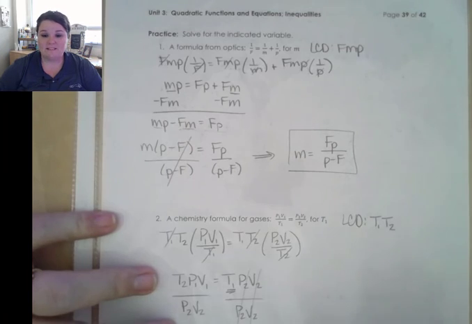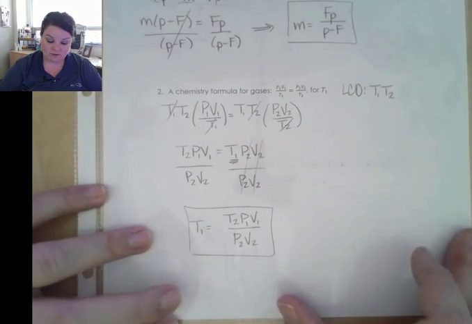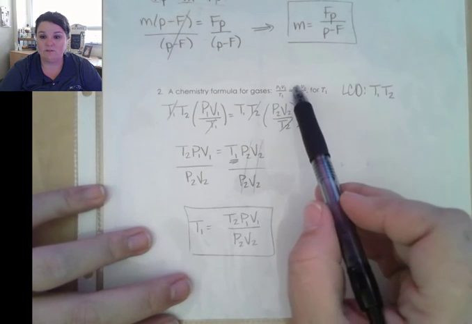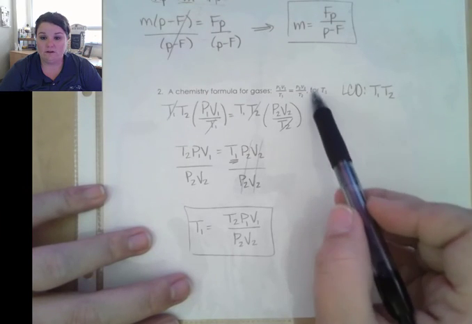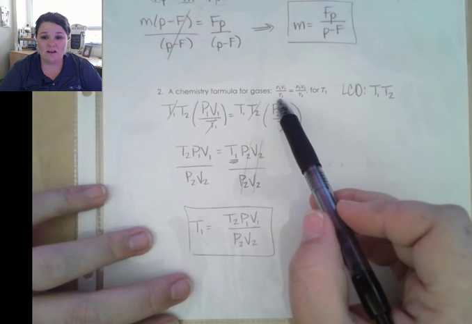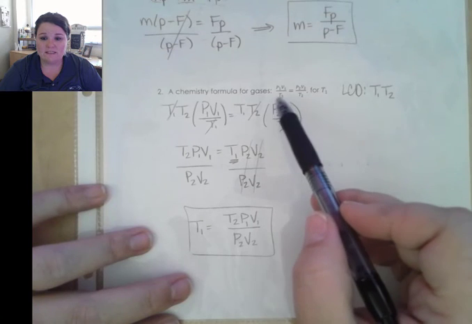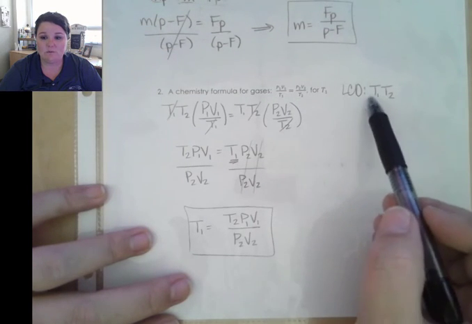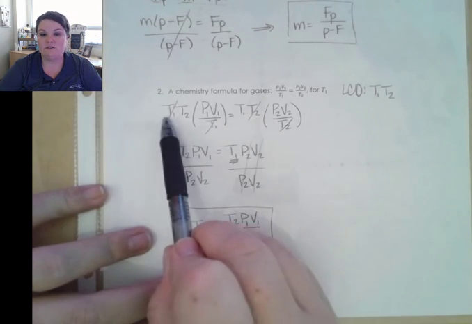Okay. Let's look at the second one. We're using this chemistry formula, which is P1V1 over T1 equals P2V2 over T2, and we want to solve it for T1, right? T1 right now is caught in the denominator, so we're going to go ahead and clear fractions. This time our least common denominator would be the two individual denominators we have here, which is T1, T2. So we're going to multiply both sides by T1, T2.